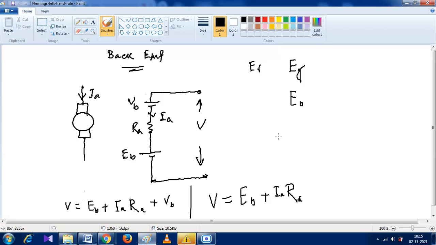So what is the expression of back EMF? Tell me.